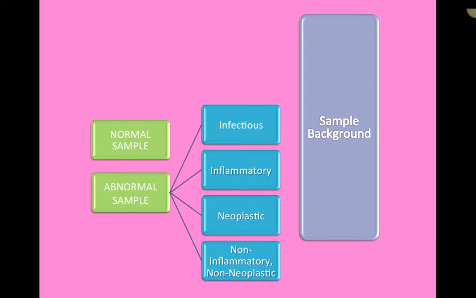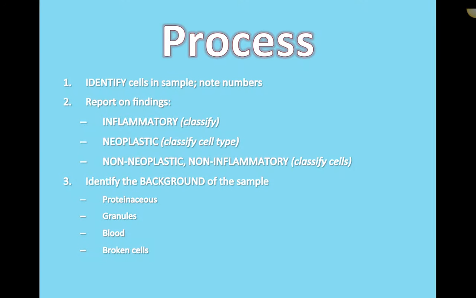Are you seeing lots of red blood cells? Are you seeing sort of a proteinaceous background? Are you seeing heaps of granules? Because all that information gives the diagnostic process more information to work with. So identify your sample, the cells in your sample, note the numbers, and then classify it. So report it in regard to inflammatory, neoplastic, non-neoplastic, non-inflammatory, or infection as well.